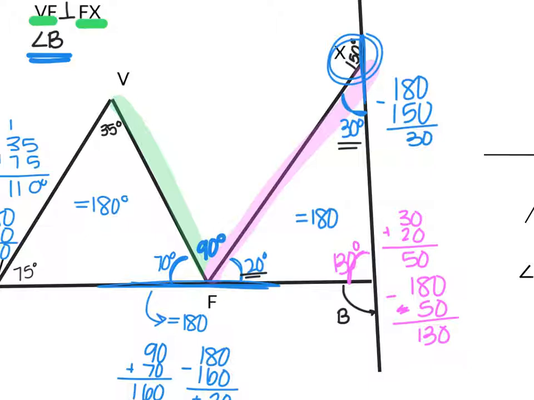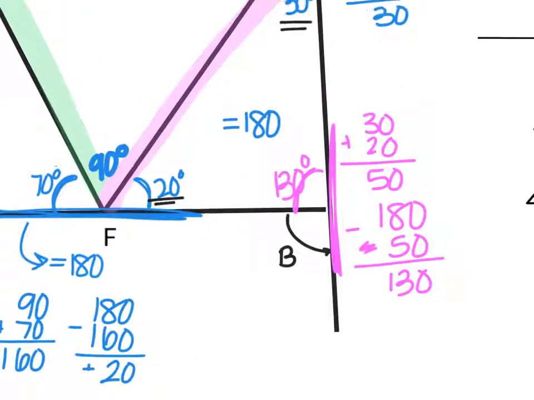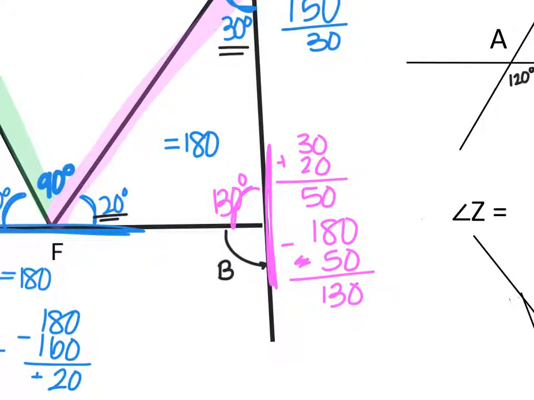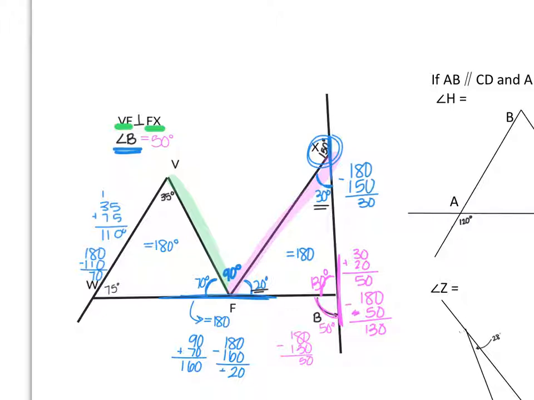Okay, so again, I am on a straight line right here, and I know if I'm looking for angle B, I know a straight line's 180, so I can do, again, 180 minus my other angle, which is 130, to get 50. So this angle for angle B will be 50 degrees. And I can say angle B equals 50 degrees. Now let's try something else.